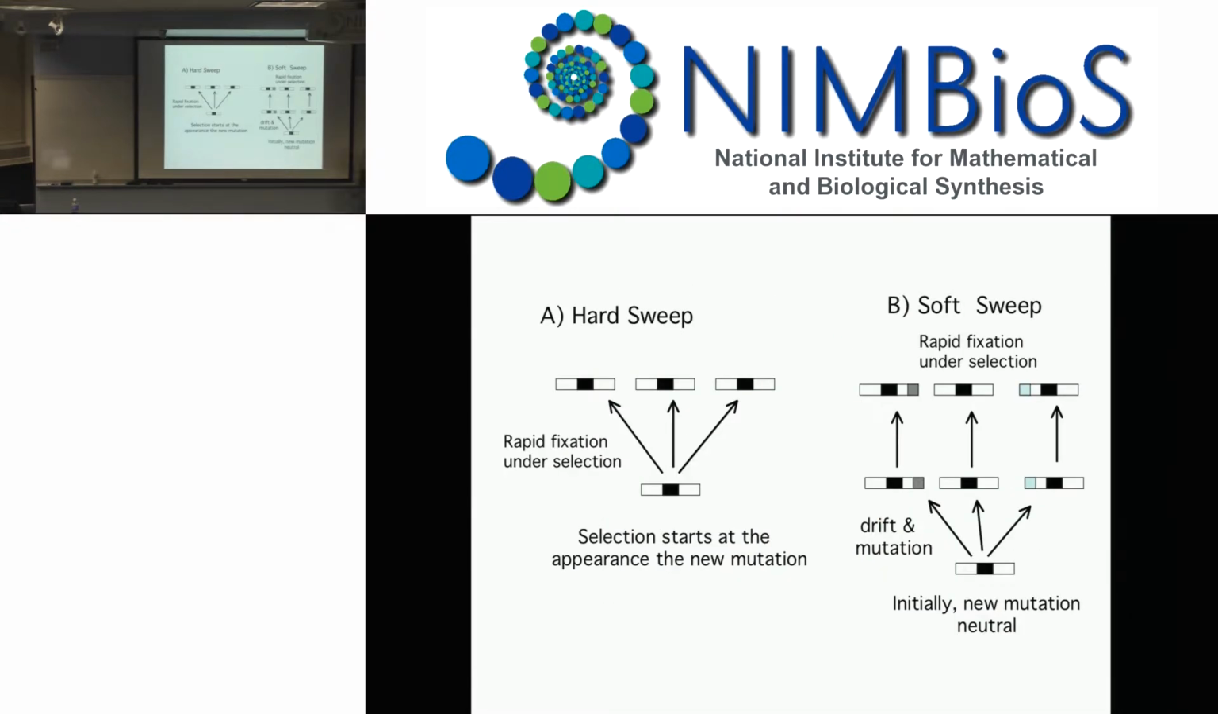So here's the cartoon. Here's a hard sweep. This is a chromosome. The box is the favorable mutation. It arises, boom, it's automatically favored. A good example, Biston betularia, or as my college roommate used to call it, Bitchin betularia. Biston betularia is the pepper moth.